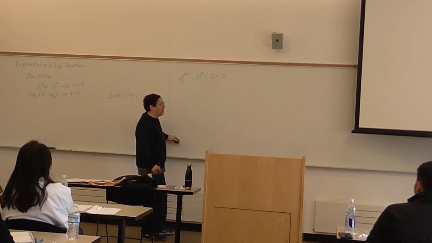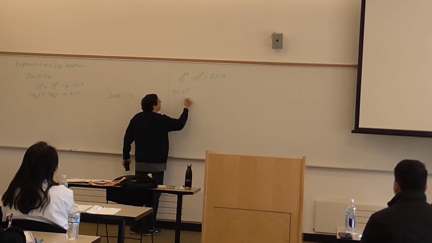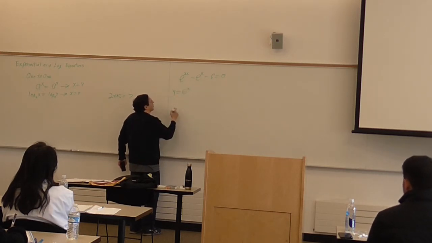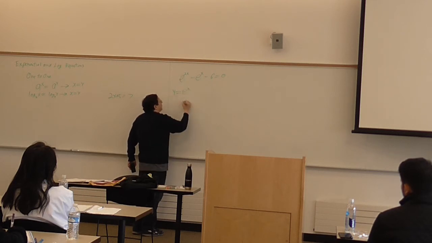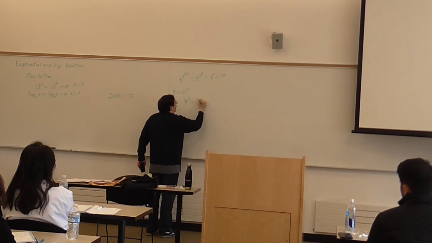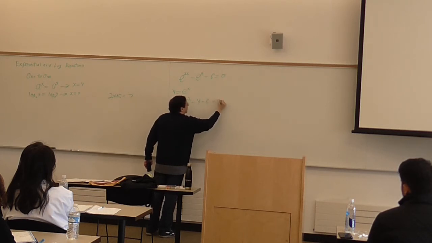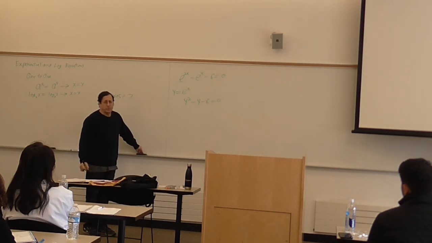So we know how to solve quadratics. If I set y equals e to the x, and I plug that in here, what do I get? Well, remember this is e to the x squared, so that's just going to be y squared. This is just y. Now that I can solve.